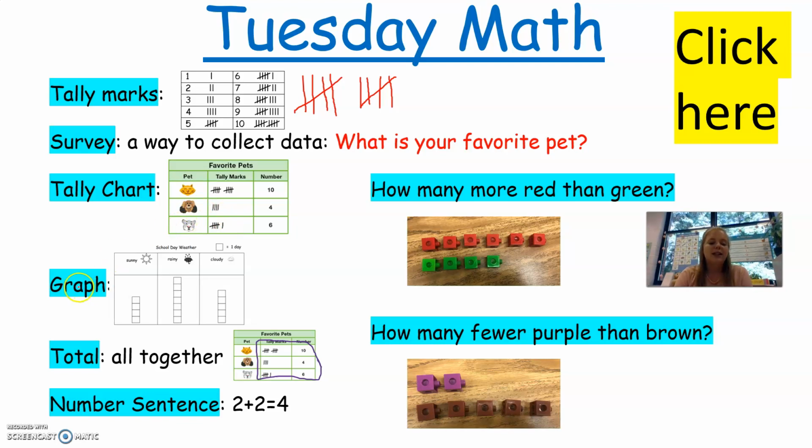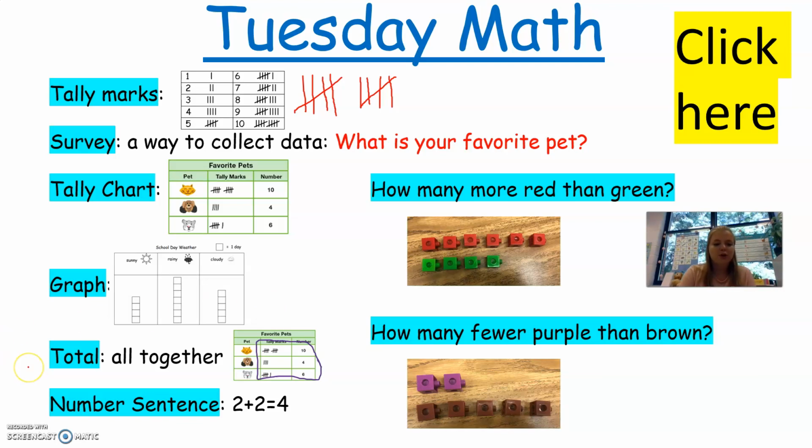Right, this is a new one today. It's a graph. A graph is another way to show what you collected from the survey. So instead of doing a tally chart, you could do a graph. A graph is when you stack up squares to show data. So this one was the school day weather. So this shows that 4 days were sunny, 6 days were rainy, and 2 days were cloudy. So it's another way to show information, just like a tally chart.